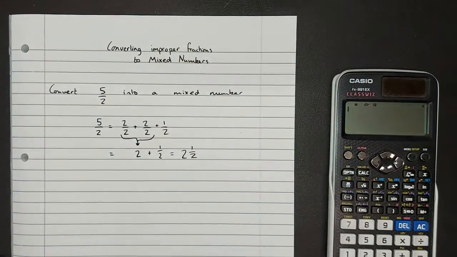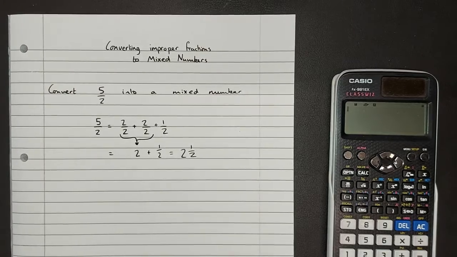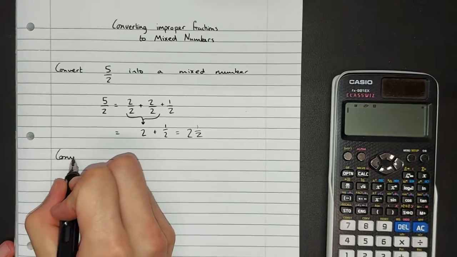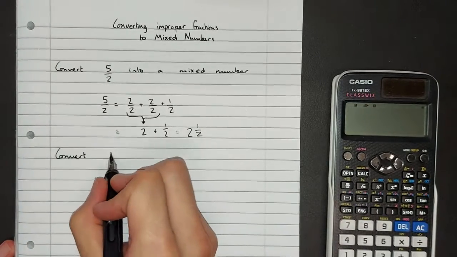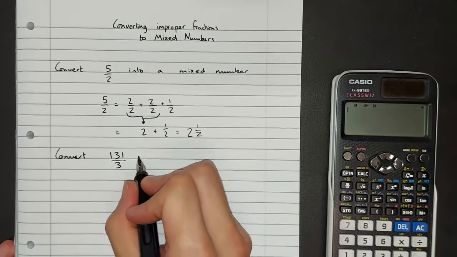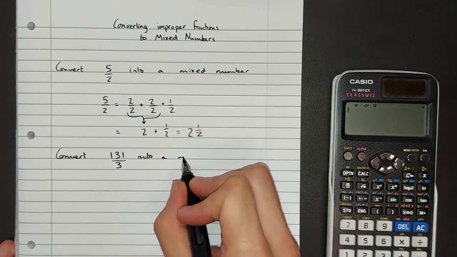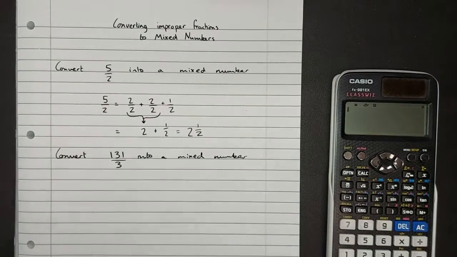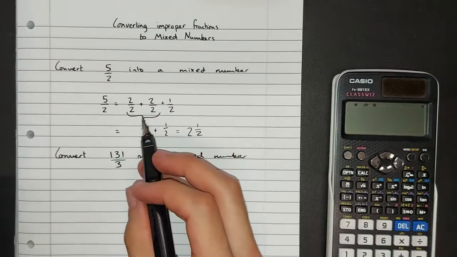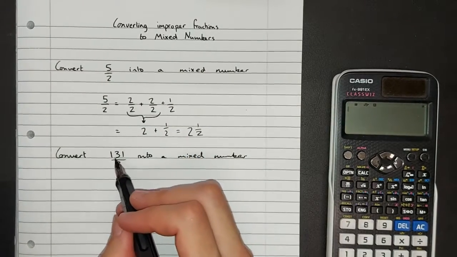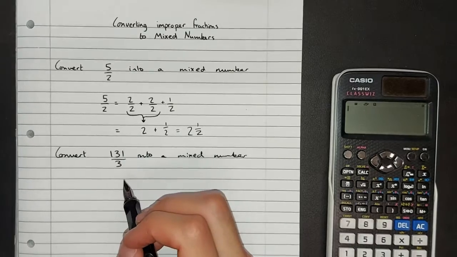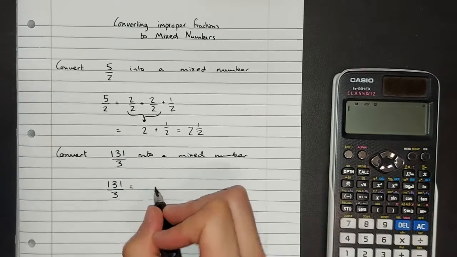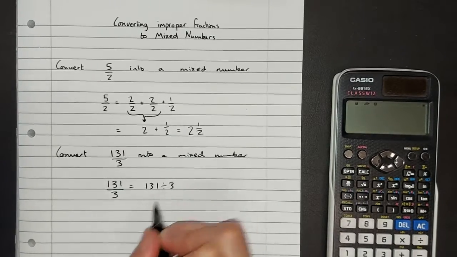Okay, so we're going to have a similar question, slightly harder this time. The question is going to be the same. We're going to convert 131 over 3 into a mixed number. Okay, so we could do like we've done here and look at how many wholes go into that by taking away 3 each time. We're seeing how many 3's go into that. Or we could think of it as a division. We need to remember that every fraction can be written as a division like this.